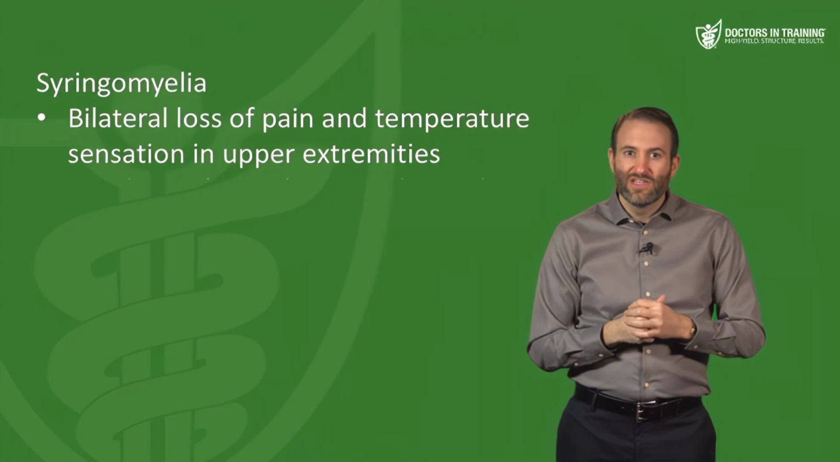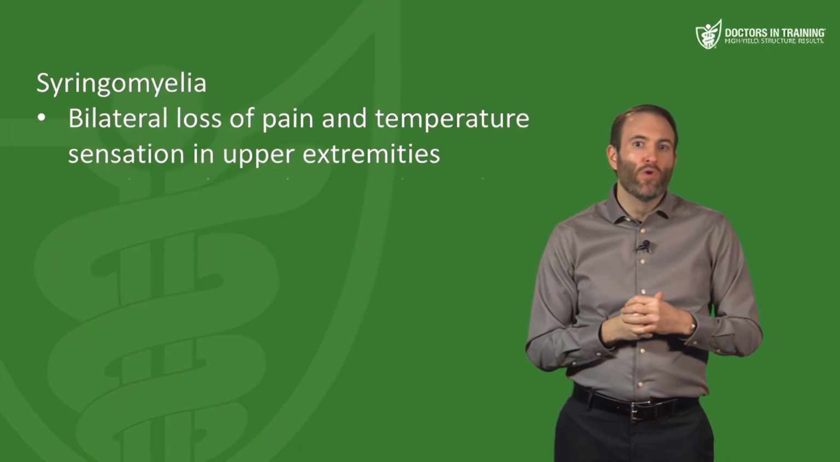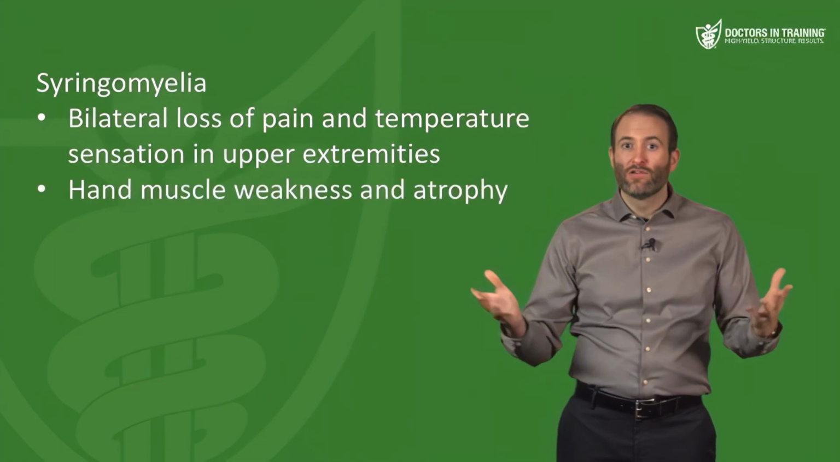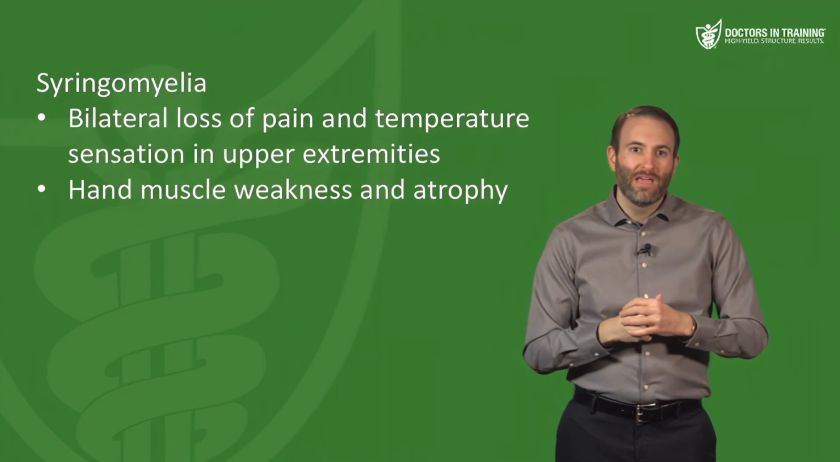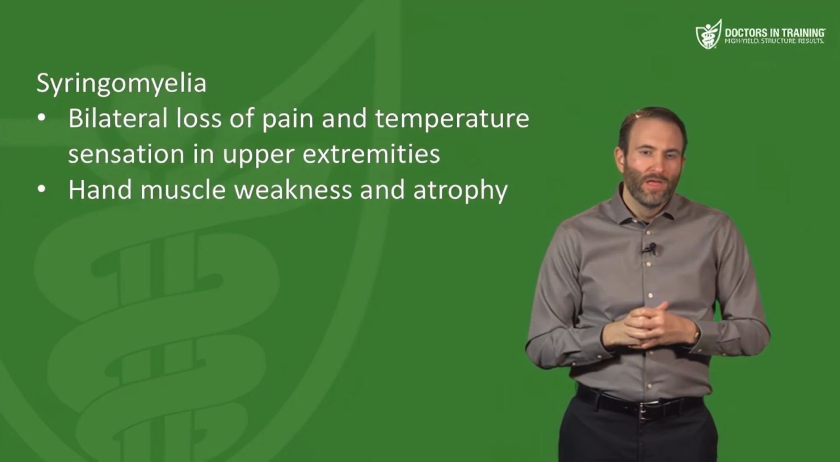But touch sensation is preserved, and if it gets big enough and extends laterally, it can affect the motor neurons of the anterior horn. And you can actually have weakness and atrophy of the hands as well. So if you see that cape-like loss of pain and temperature sensation in the arms and shoulders, think about syringomyelia. Now, syringomyelia can be caused by spinal cord trauma, developing over the course of months to years, or it can be due to a congenital Chiari 1 malformation, as we said before.